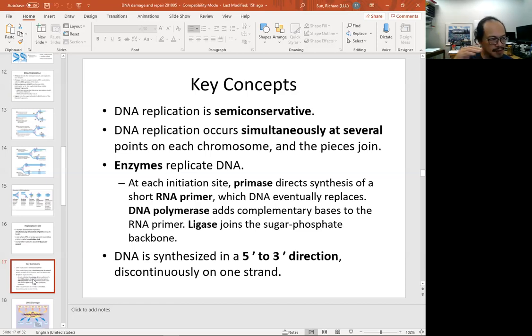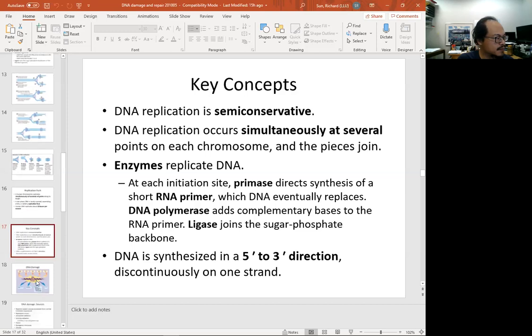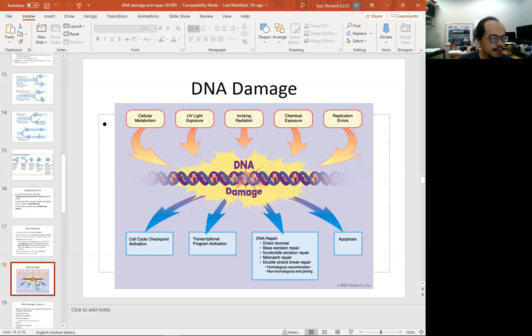And the DNA synthesis is in the direction from 5' to 3'. So that is the DNA replication. The next step is that, okay, now we know DNA replicates, but how can we cause DNA damage? And if there is damage, how can we repair it? This thing happens all the time. So DNA damage and DNA repair are part of our physiological process.